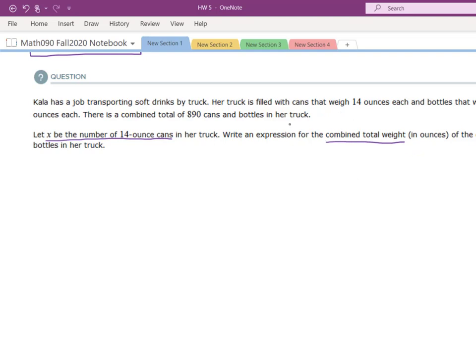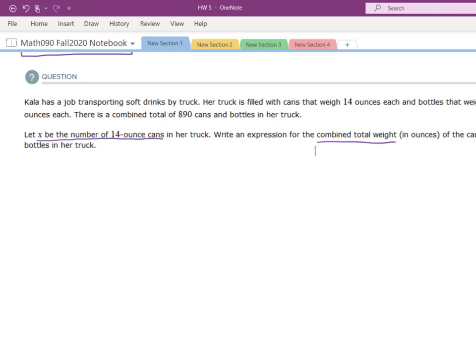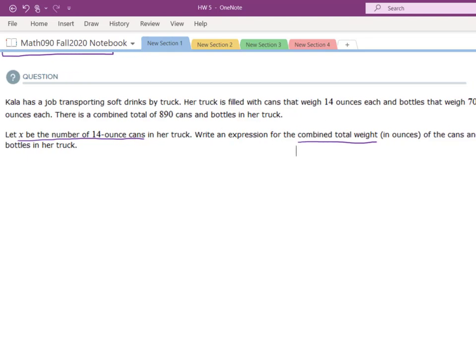Okay, so I should have said this before with the other problem, you might pause the video and reread this. So we're trying to find an expression that is the weight of the cans plus the weight of the bottles. And I just realized that you guys may not be able to see all of this problem in the video. So now hopefully you can see all of that, because that 70 is actually pretty important.